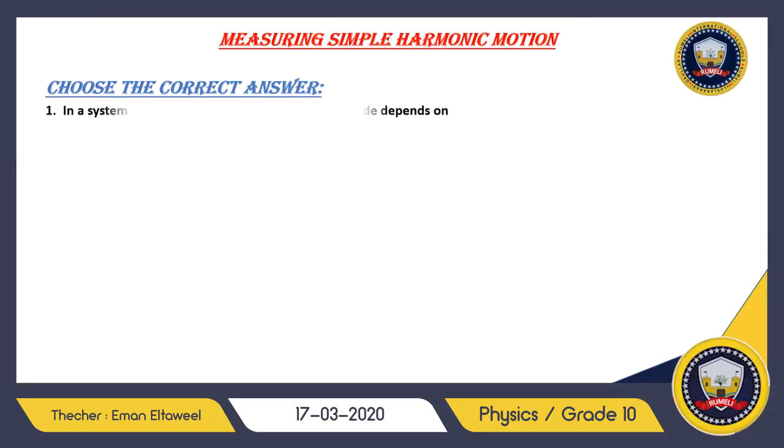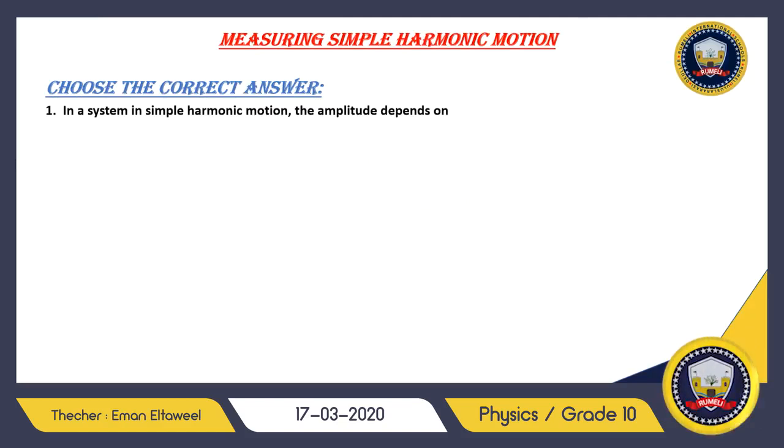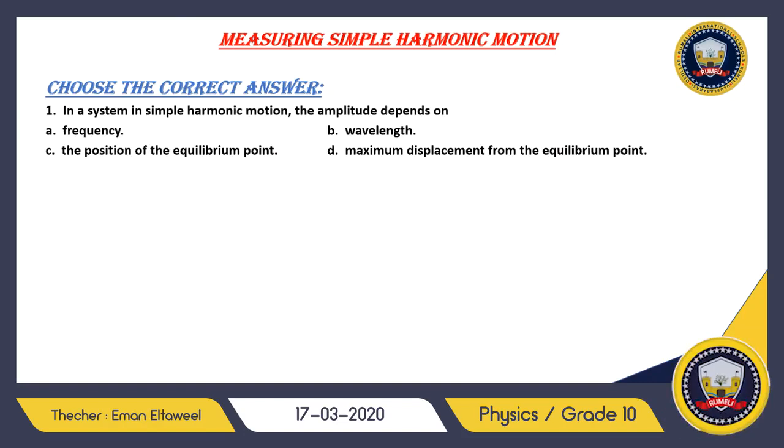Choose the correct answer. Number 1. In a system in simple harmonic motion, the amplitude depends on frequency, wavelength, the position of the equilibrium point, or the maximum displacement from the equilibrium point. Let's think for a while. Amplitude, what does it mean in simple harmonic motion? Yes, it means the maximum displacement away from the equilibrium point. So it will be D.